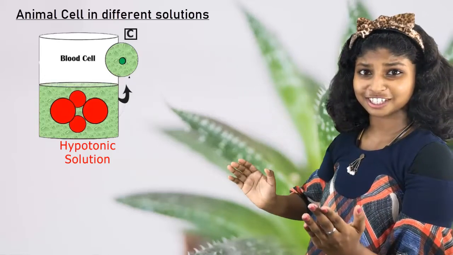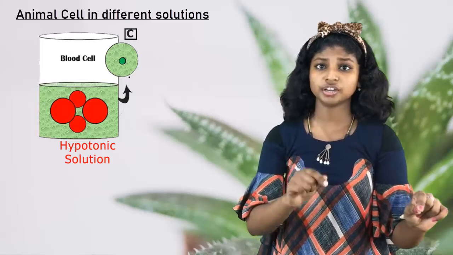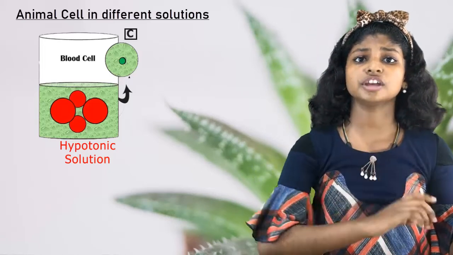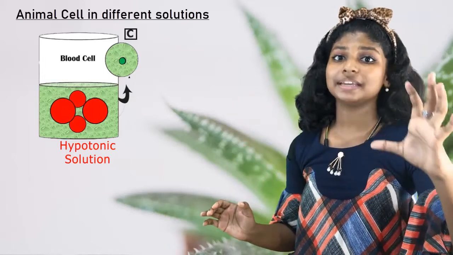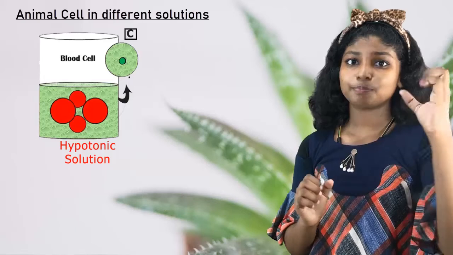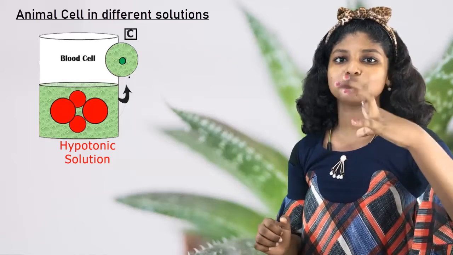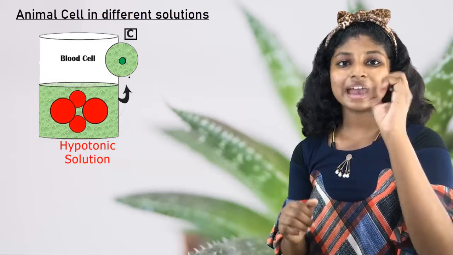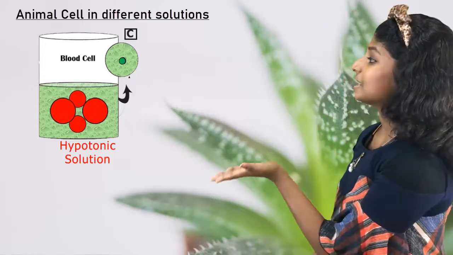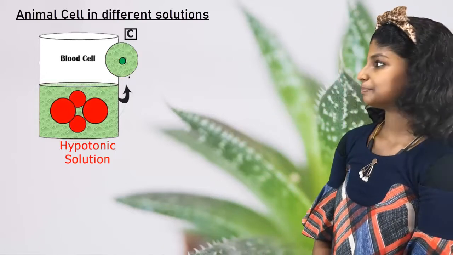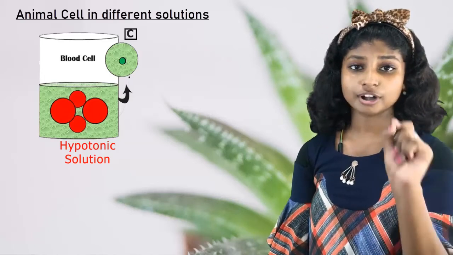Well, here what happens? Where is the higher concentration? The higher concentration is in the solution. So the molecules in the solution will move to the cell, and the cell will become bigger and bigger, and the plasma membrane applies pressure. That pressure is known as turgid pressure, and that cell is known as a turgid cell. Okay. And this solution is known as a hypotonic solution.